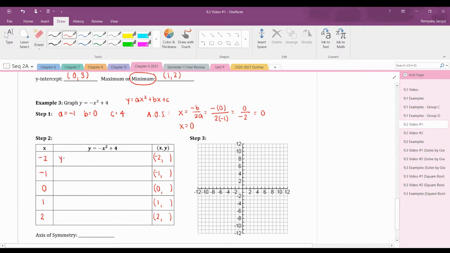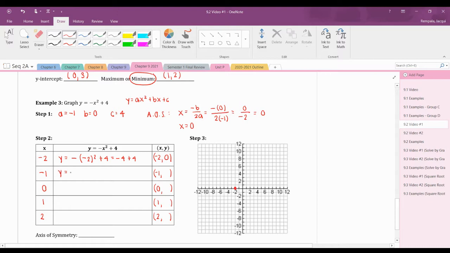Going to plug in my numbers then to find my y's. Now notice I have to be very careful here. We'll have a negative, and then in parentheses, we'll have negative 2 quantity squared, and then we'll add 4. So if you're plugging it into your calculator, be very, very careful with your negatives, with your parentheses. So I'm going to think order of operations. I'm going to square the negative 2, and that gets me 4, but then there's a negative on the outside, so it's negative 4. So negative 4 plus 4 is going to get me 0. So negative 2 means I move to the left. 0 means I stay there.